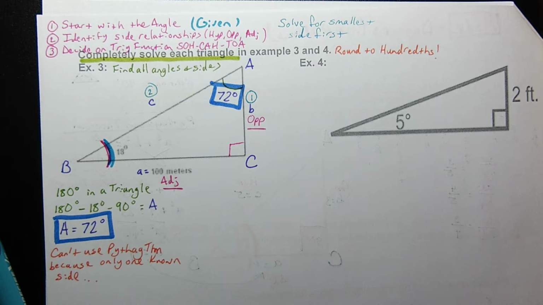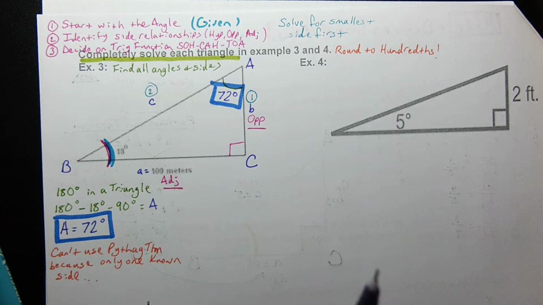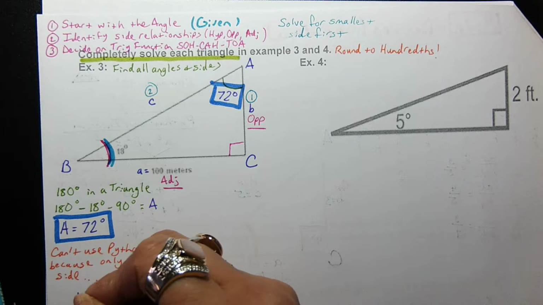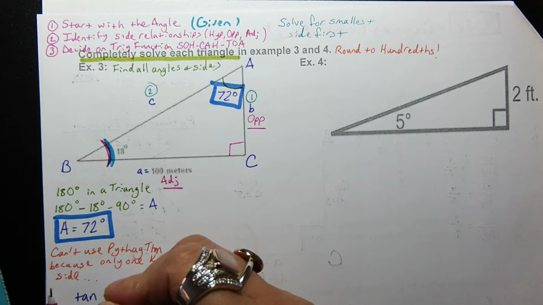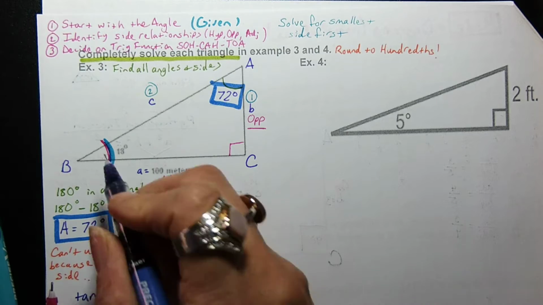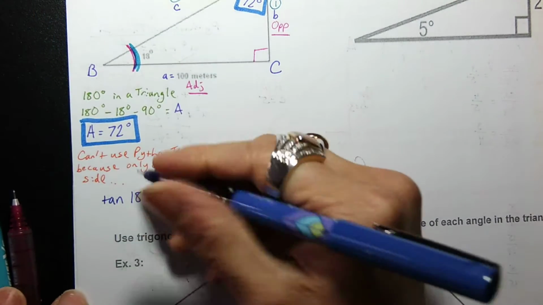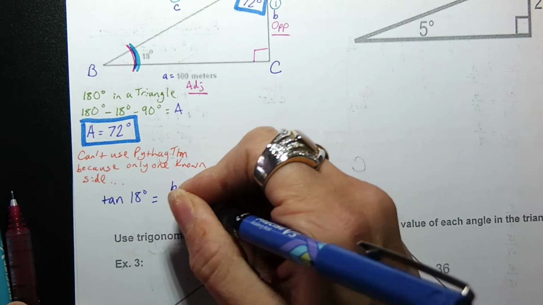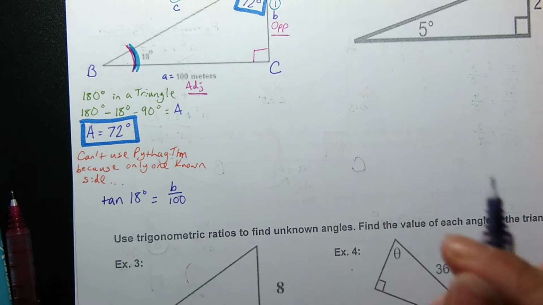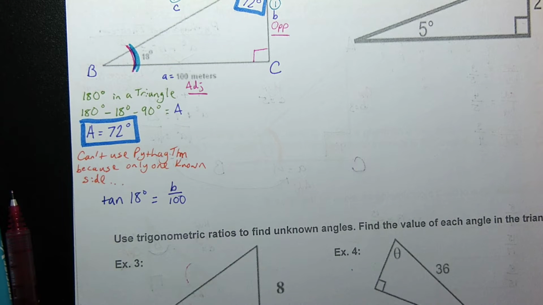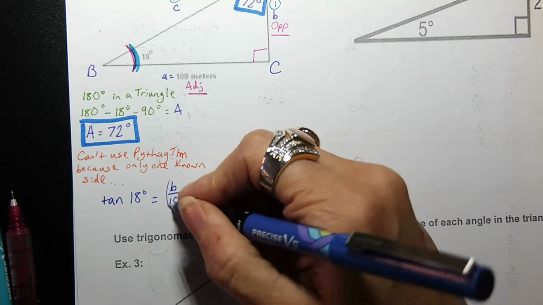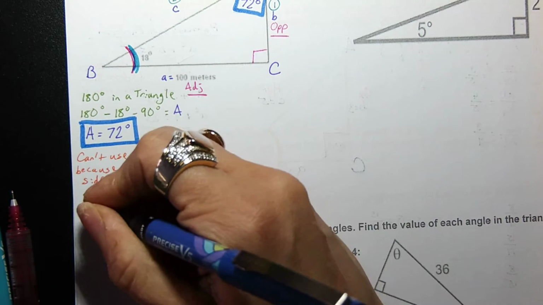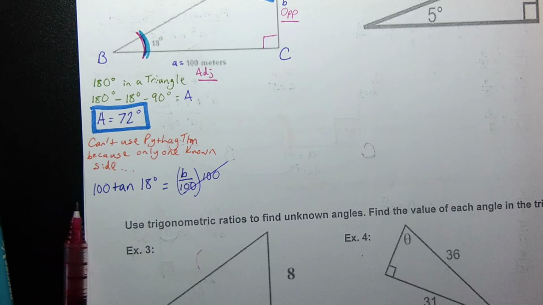It is tangent. So we are going to set this up as tangent of 18 degrees. So tangent of the angle is equal to opposite over adjacent, or B over 100. So how are we going to solve this for B? Times by 100. And then it's calculator time, baby. So multiply by 100. And I'm going to write the 100 out in front.